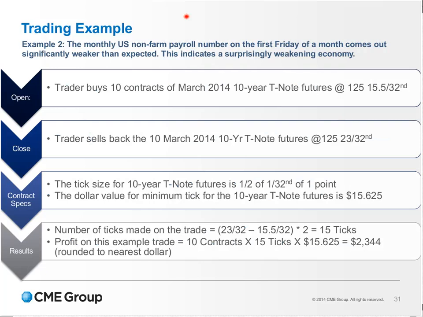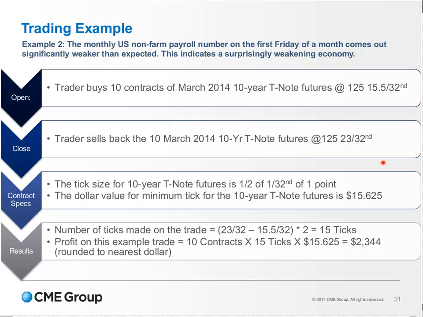So if a trader thinks that he's going to buy 10 contracts of the March 2014 10-year notes, he's going to buy them at 125 and 15.5 32nds. He's correct in his assumption. The market rallies and he sells them at 125 and 23 32nds.